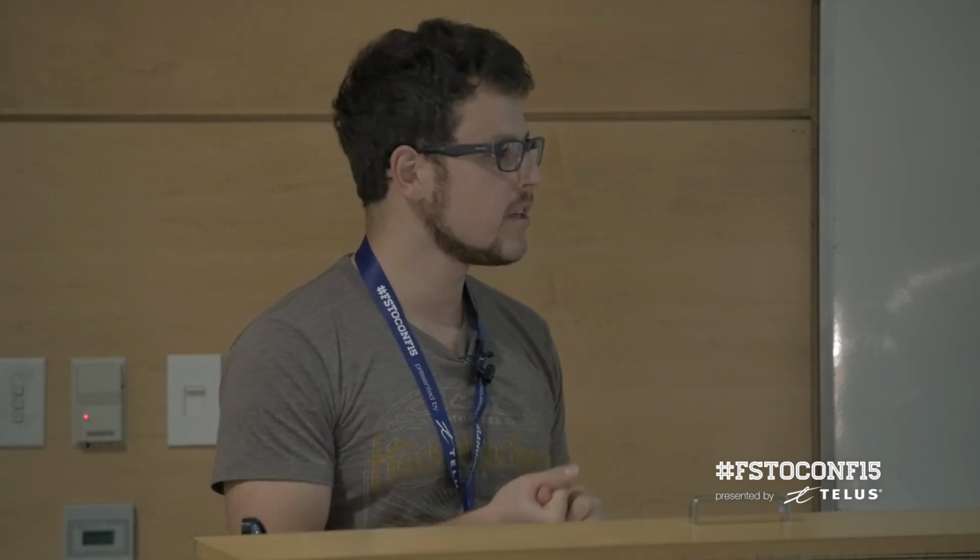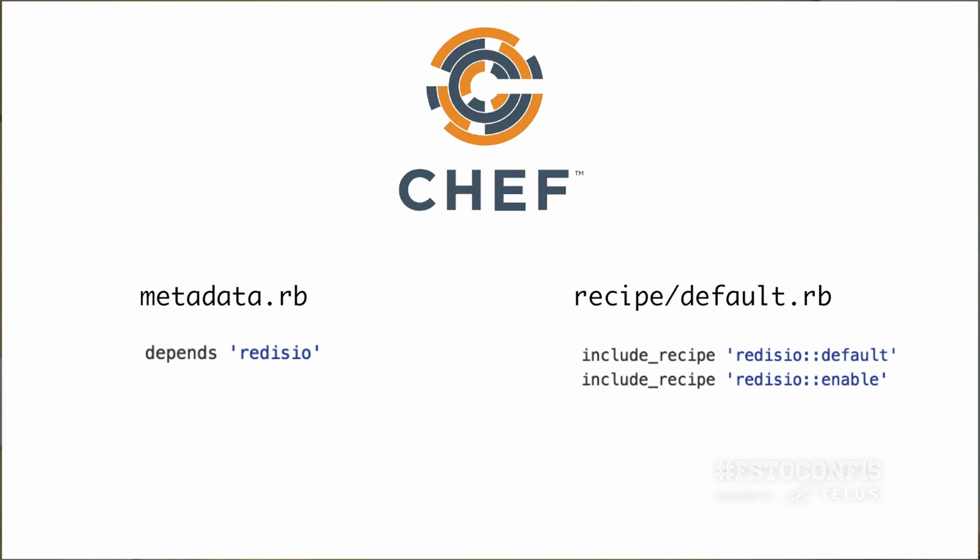And in our example, we're going to be setting up Redis. So I'm using Chef as the example here. This is really all you're going to see, right? We're going to pull in the Redis IO Cookbook that exists. It's a community cookbook that's open source, and we're just going to start using it.